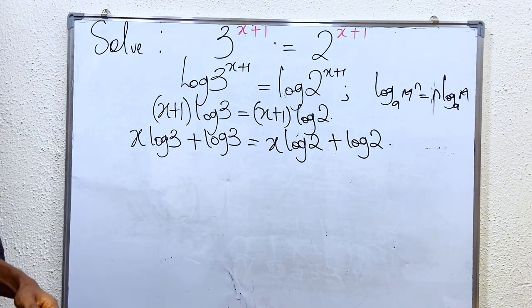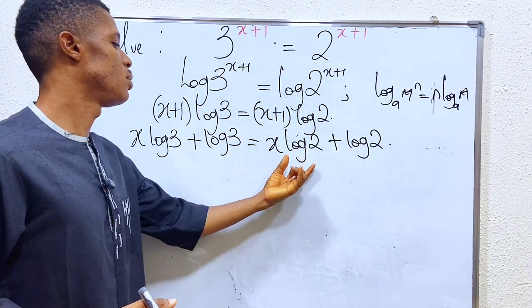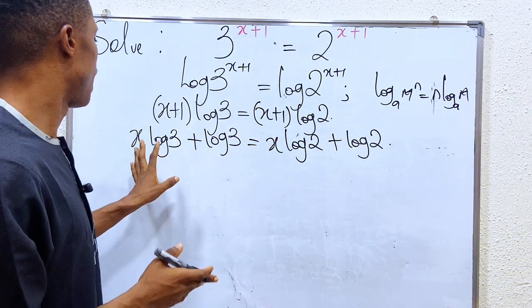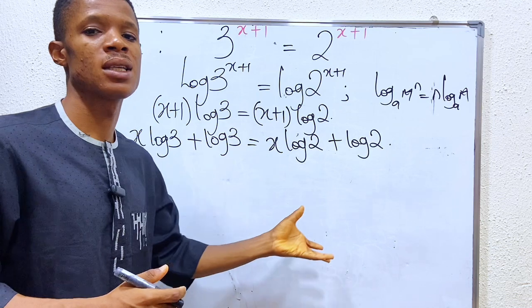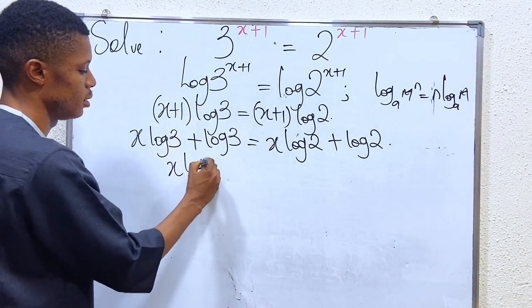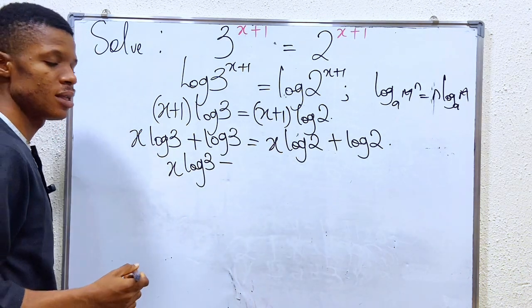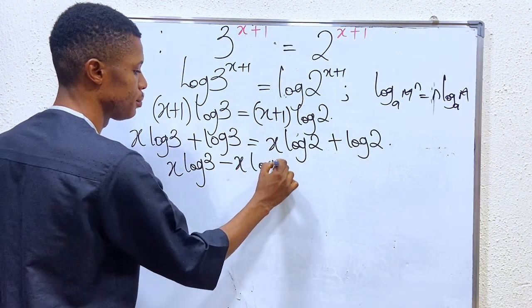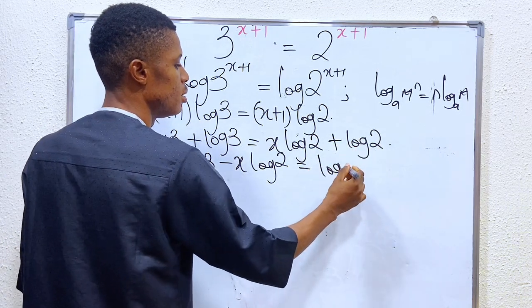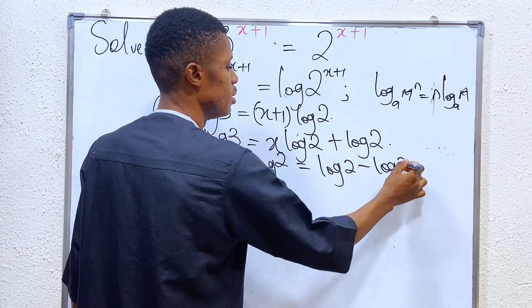Okay, good. So the next thing we have to do here is very, very simple. All we have to do is just collect like terms, bringing the ones that have x together and taking the ones that don't have x to the other side. So here we keep x log 3, and x log 2 crosses the equality, or we subtract it from both sides. It gives us minus x log 2, and it's equal to what's left here, log 2, then log 3 crosses, and you have minus log 3.